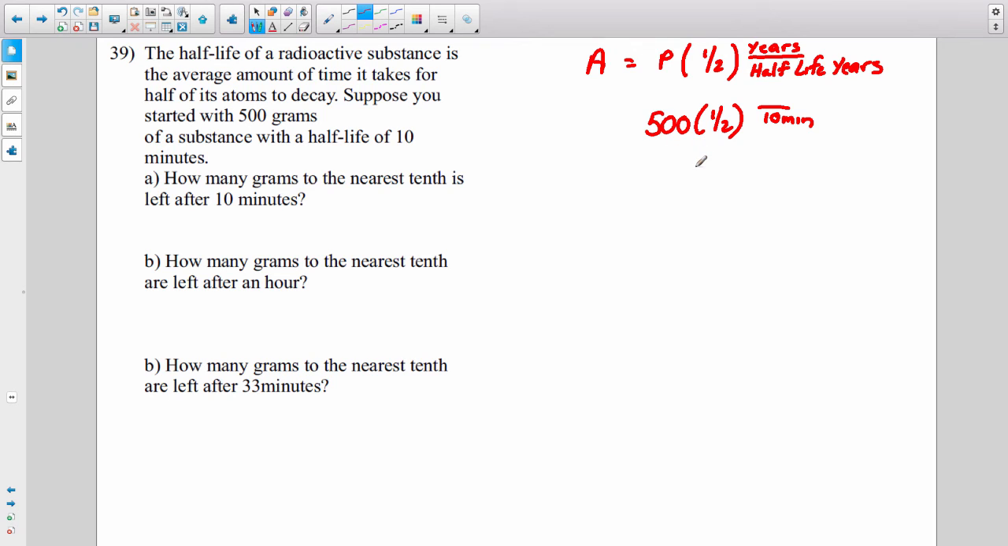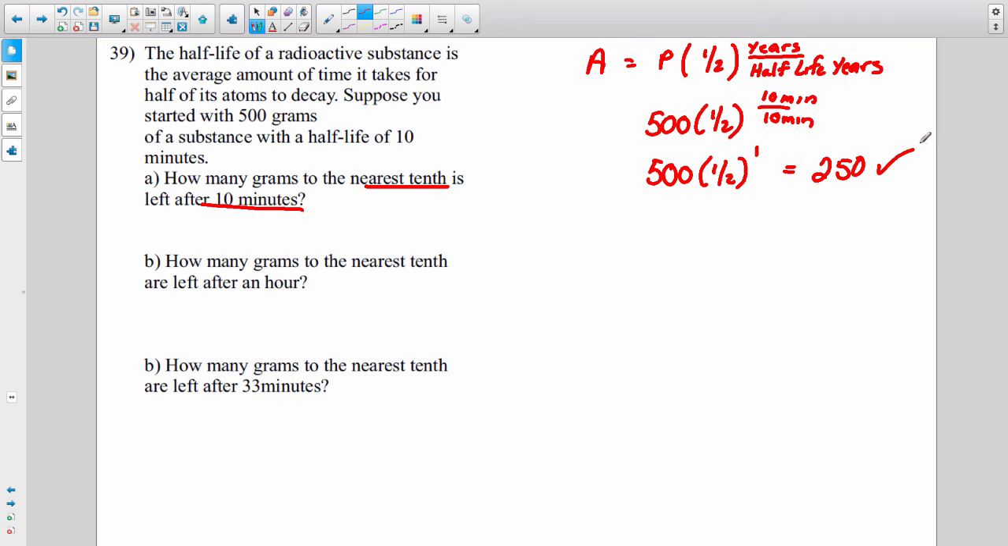How long are we going to do that for? How many grams to the nearest tenth are left after 10 minutes? Ooh, so this first guy's kind of cool. Very easy, right? Because 10 minutes over 10 minutes is really just to the 1, which is cool. So the answer here is going to be basically half of 500, you know? It's never usually that easy, so don't get crazy. It might get a little weirder. You're going to have to use your calculator. But for this guy, it's 250.